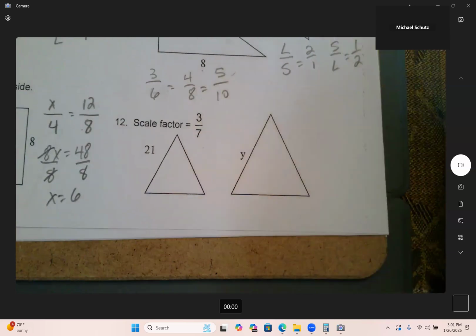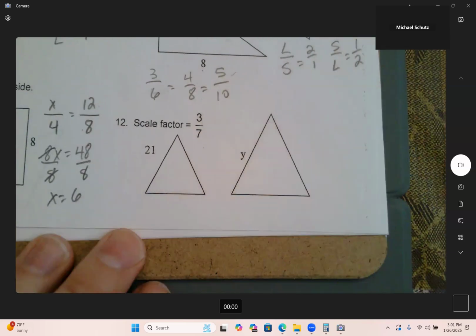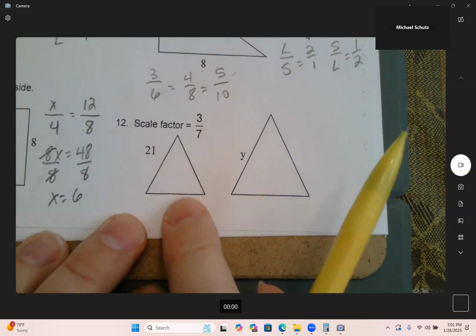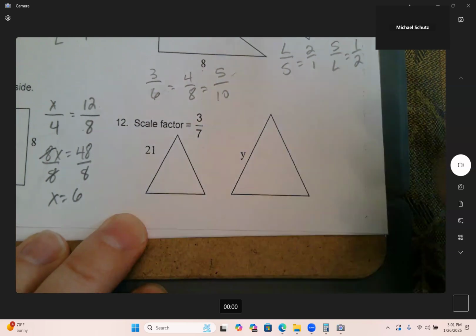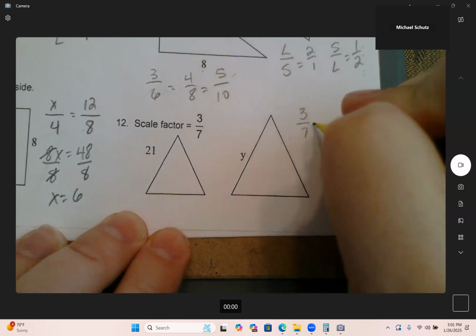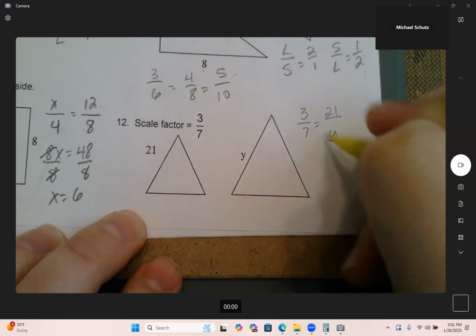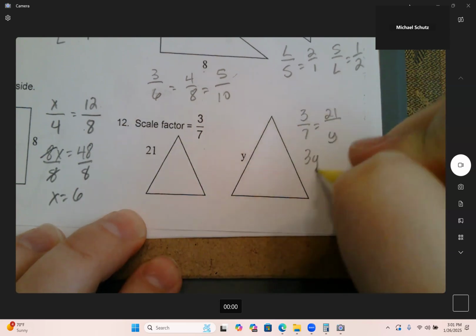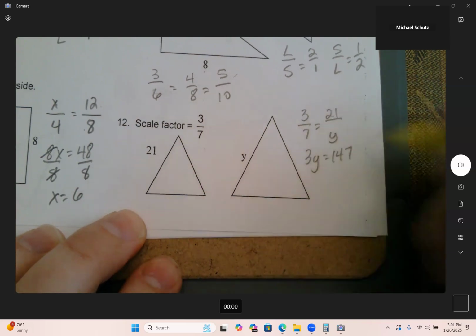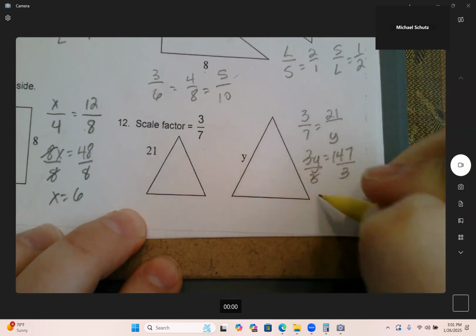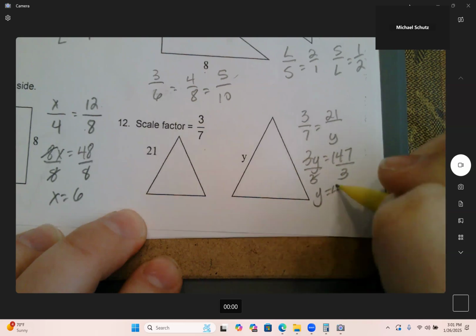Okay, they're telling you in number 12 that the scale factor is 3 to 7. So we're assuming, because this looks smaller and this larger, we would do 3 over 7 equals 21 over y. Cross multiply, 3y equals 147. Divide by 3. 147 divided by 3 is 49.